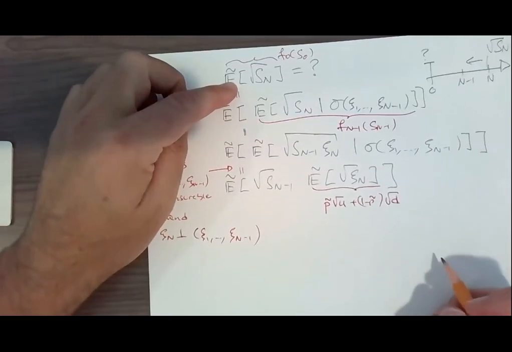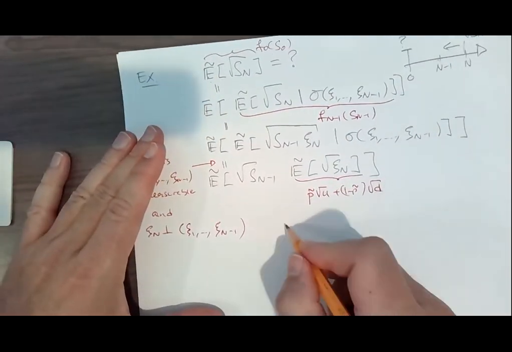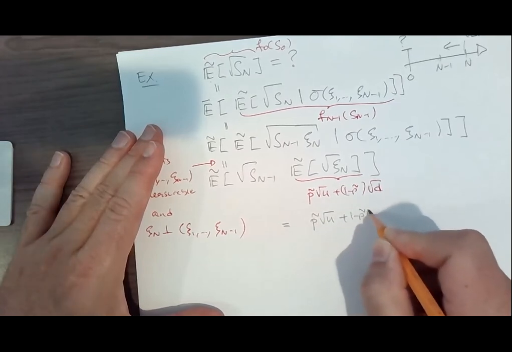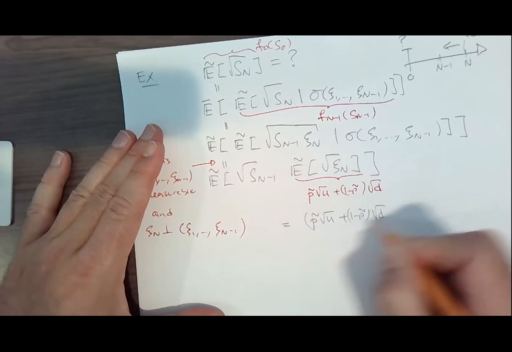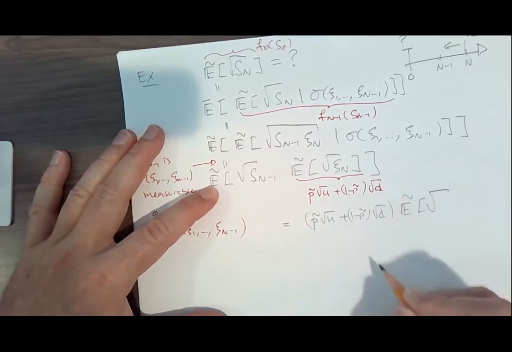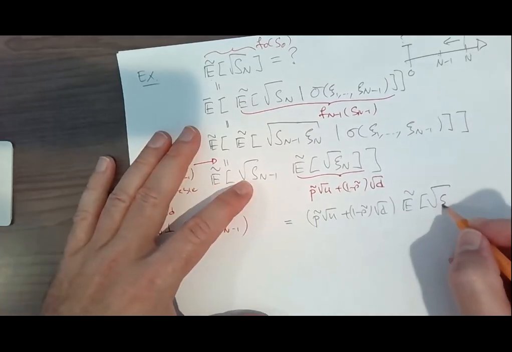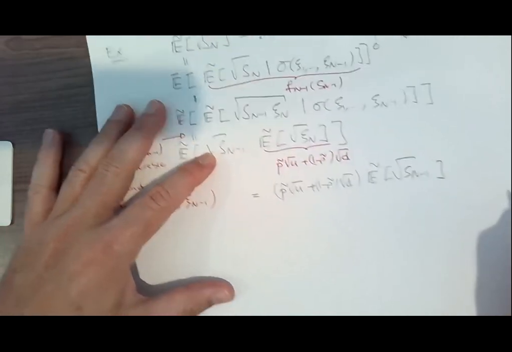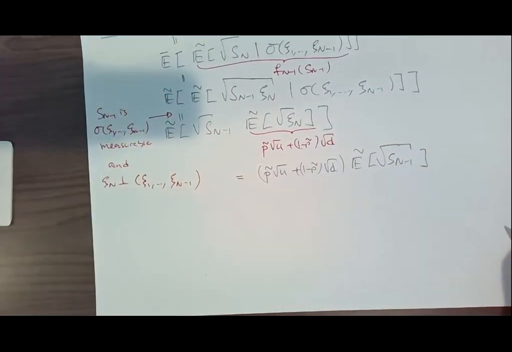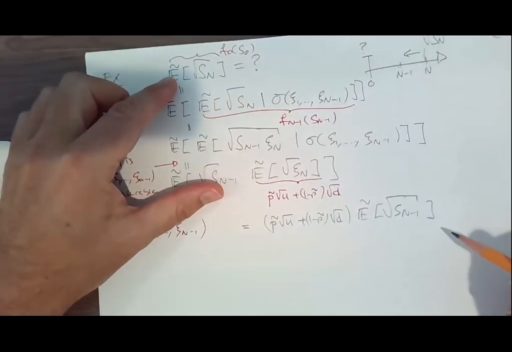So this expectation here allowed us to go from here to here, and the value that we're getting is p tilde square root u plus 1 minus p tilde square root of d times the expectation of the square root of S n minus 1. So it allowed us to go one back. So now we can go one more back.